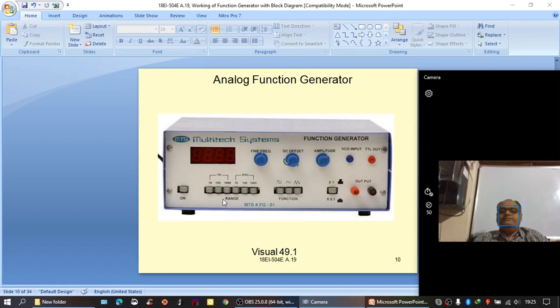For range, in hertz range, multiplied with 10, multiplied with 100, multiplied with 1000, and in kilohertz range, multiplied with 10, multiplied with 100, and multiplied with 1000. That means here this function generator can produce 1 to 10. When you press this push button switch and when you vary this fine frequency knob, you can vary the frequency from 1 to 10.